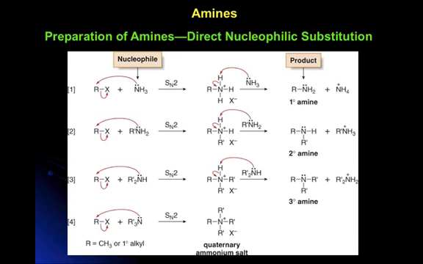Now the primary amine, once it's generated, is more reactive, so it will react with the remaining alkyl halide to make a secondary amine, which, what do you think? More reactive than the primary amine, which goes on and reacts to make a tertiary amine, which is still reactive and will react with excess alkyl halide to make the quaternary ammonium salt. If you want to make a quaternary ammonium salt, this is what you do.